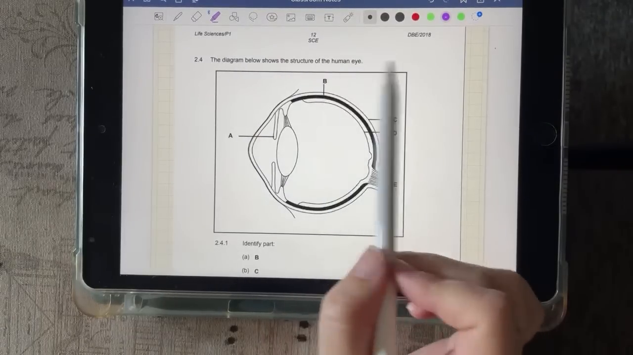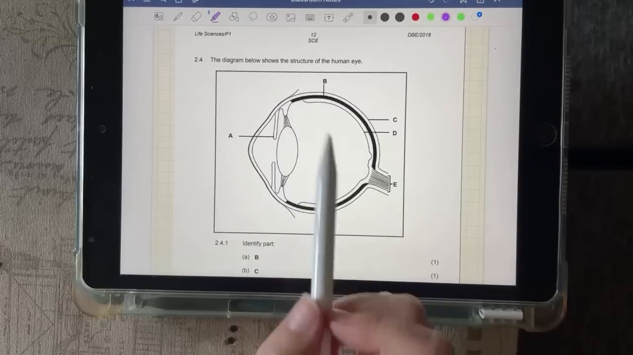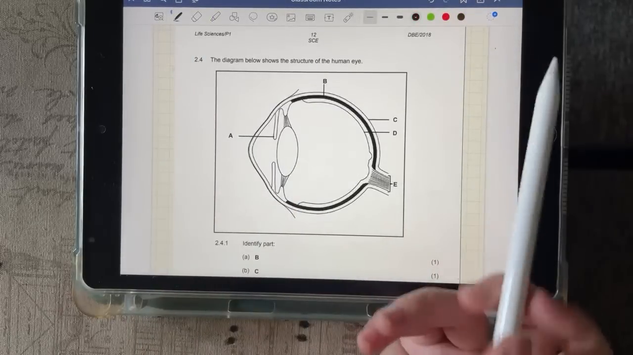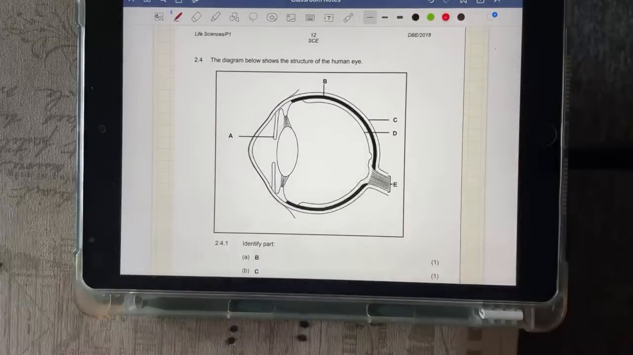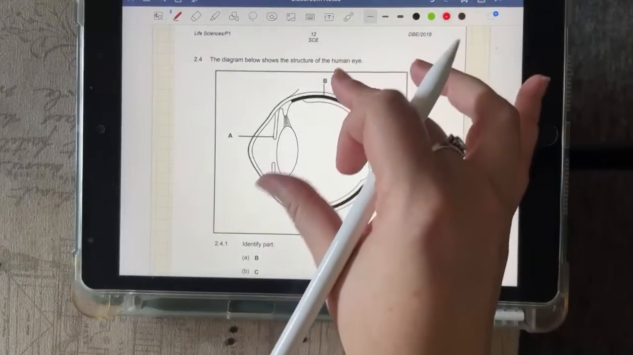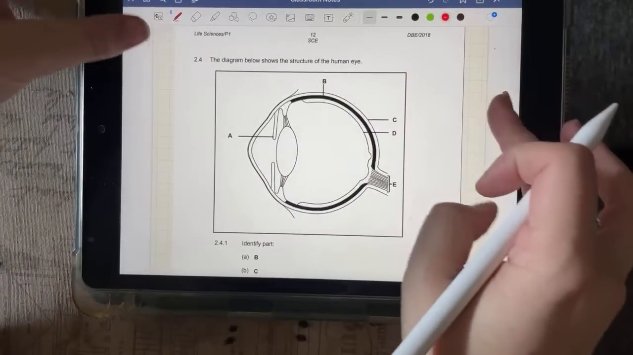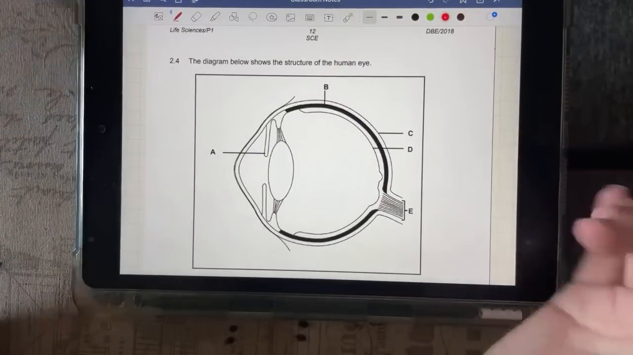The diagram below shows the structure of an eye. Remember, it's really important to spend a hot second or two filling in as much information as possible onto the diagram so that you know you're comfortable with everything. So let's quickly do that together. I like to do that before we answer any of the questions. Get a little bit closer.